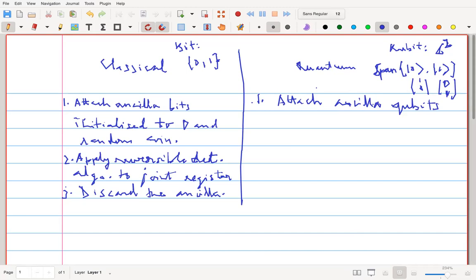Okay, and so attach ancilla qubits initialized to 0. Let me write a bit slowly. 0 means they're initialized to the state. You can say, and I can write on my machine if that's better. No, it's not so simple. So several zeros out here.